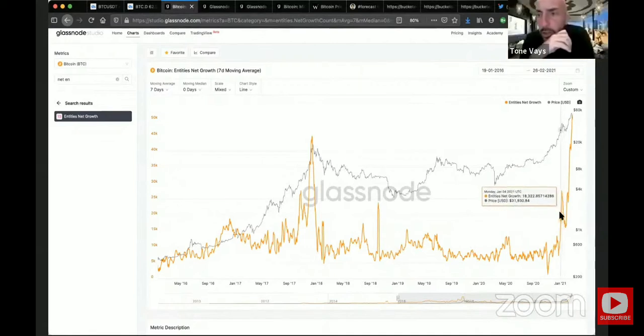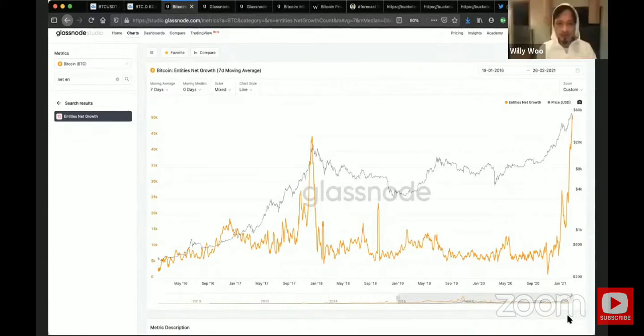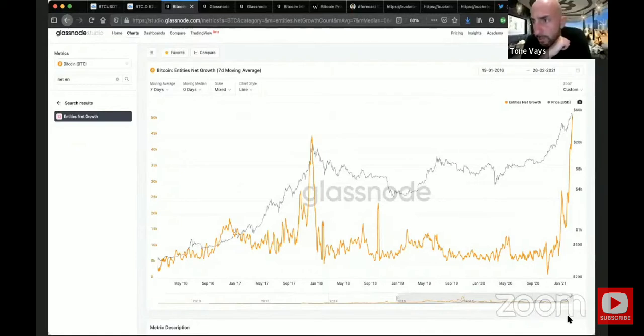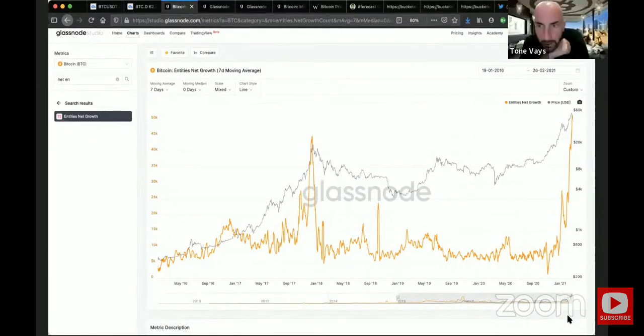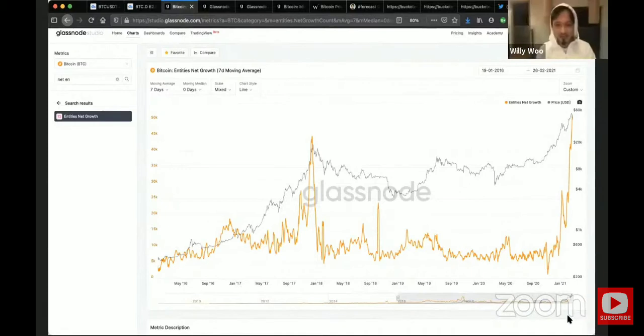Wait, I'm sorry, Willie. What are the units of the entities? Is this the number of entities, or the amount of value? It's the number of entities, regardless of how much Bitcoin they hold. This is counting users. I would rename this chart to net user growth of the network. Would that help? Okay. Net user growth. So how many users are coming onto Bitcoin?